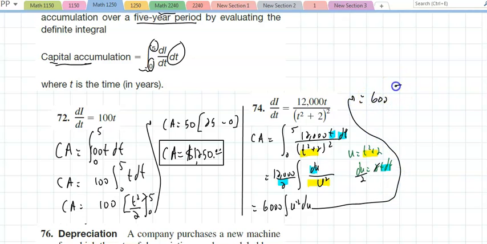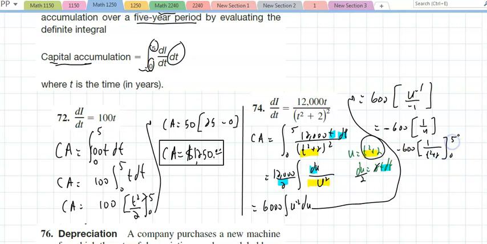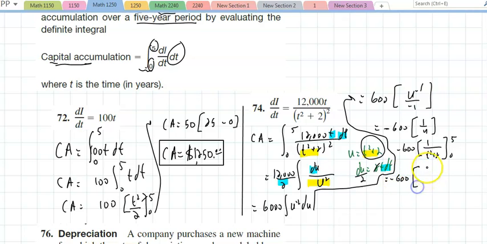Isn't that 6,000 times u? Add 1 to the power, divide by that. That is negative 6,000 times 1 over u. Or that is negative 6,000 times, what's u? U is t squared plus 2. Don't forget, you evaluate that from 0 to 5. So that is 6,000 times 1 over 25 plus 2, which is 27.